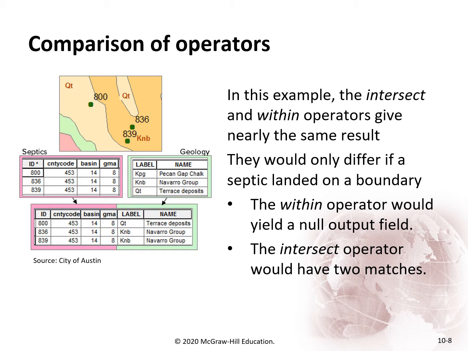Comparing operators, in this example, the intersect and within operators give nearly the same result. Intersects are what's within. They would only differ if a septic landed on a boundary. The within operator would give you a null value, meaning it couldn't tell you what to do because it was on the boundary. The intersect would have two matches, so that would potentially create a problem too. But that is the general gist of it.